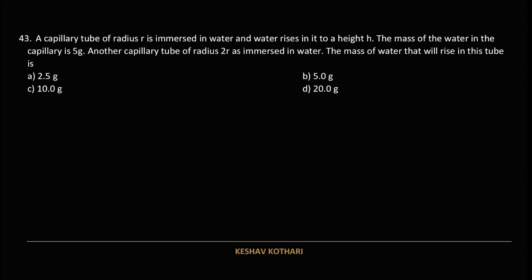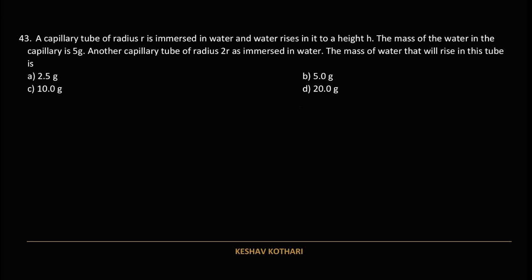So we are dealing with problem number 43. A capillary tube of radius r is immersed in water and the water rises in it to a height h. The mass of the water in the capillary is 5 gram. Another capillary tube of radius 2r is immersed in water. The mass of water that will rise in this tube is.